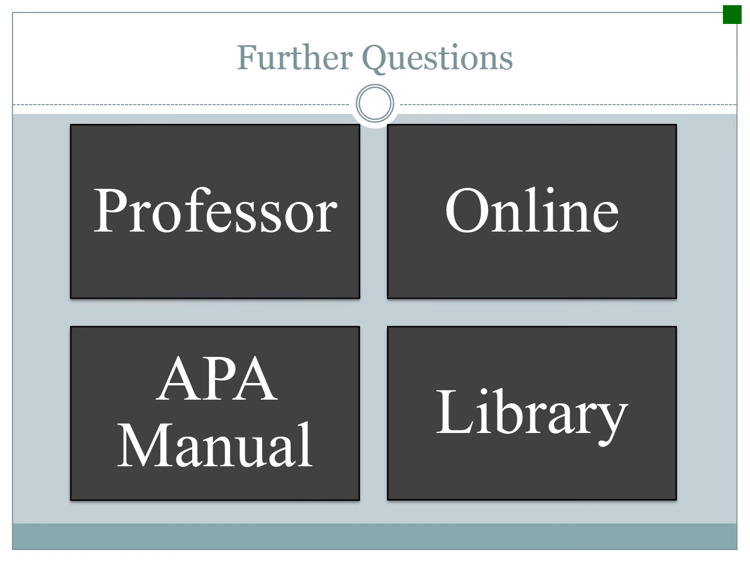If you have any questions over the content of a manuscript, you can ask your professor, refer to the latest version of the APA publication manual. You could also go to your local library or find any answers online as well.